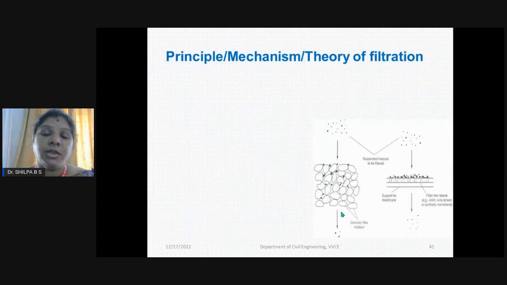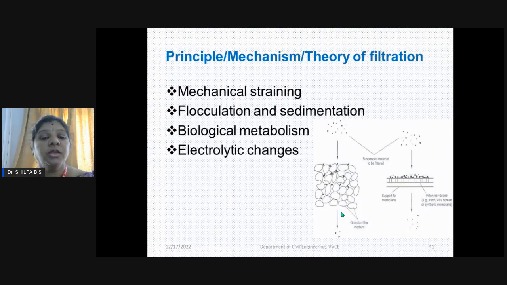So whatever may be the type of filter, the mechanism remains the same, which we also call the theory of filtration. These are the four steps that take place during the filtration process: mechanical straining, flocculation and sedimentation, biological metabolism, and electrolytic changes. Mechanical straining: depending on the size of the particle, the larger particles get retained or strained at the top surface.